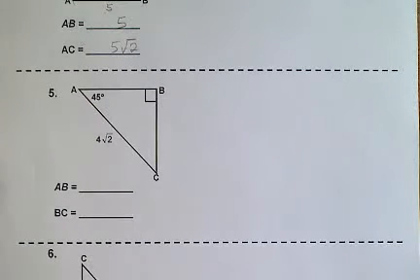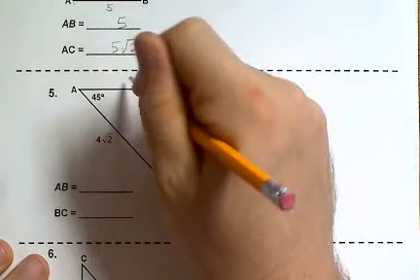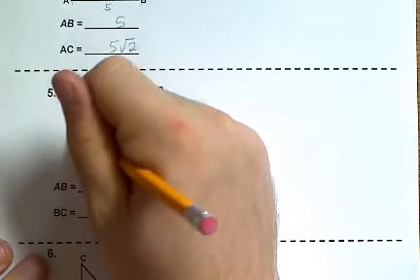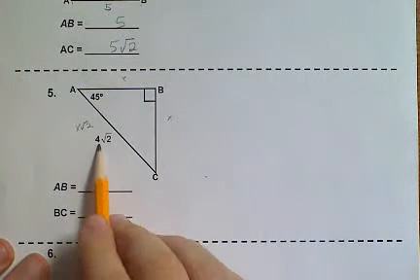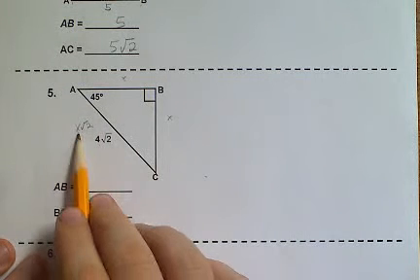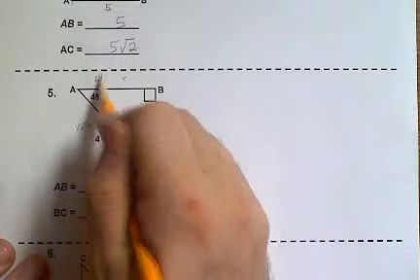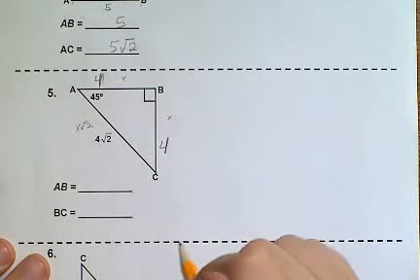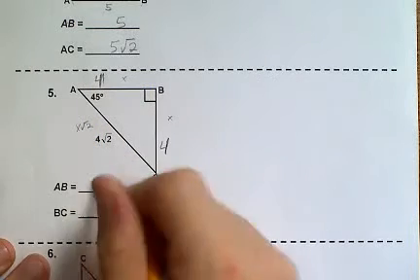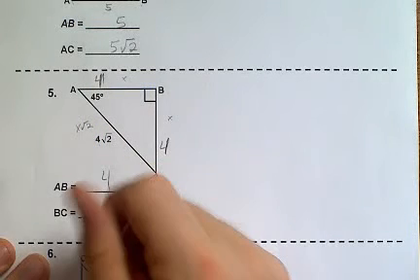I'm going to look at example number 5. Well, here we have x, and x square root of 2. And we see this is 4 square root of 2, which means that x must be 4. That means this side is 4, and this side is 4. So AB is 4, and BC is also 4.